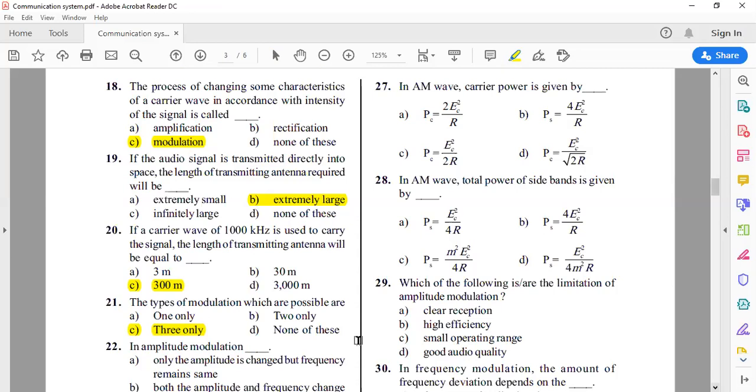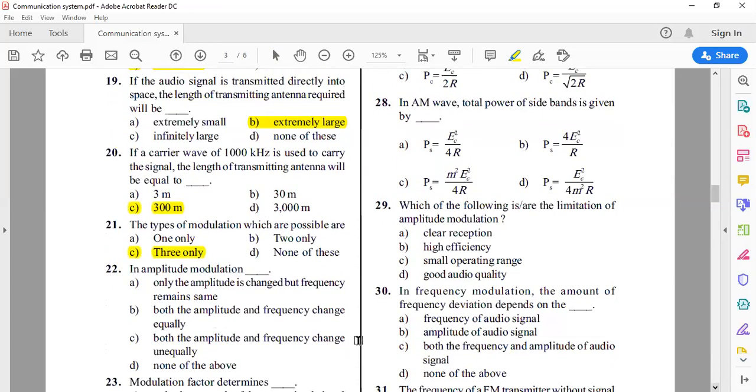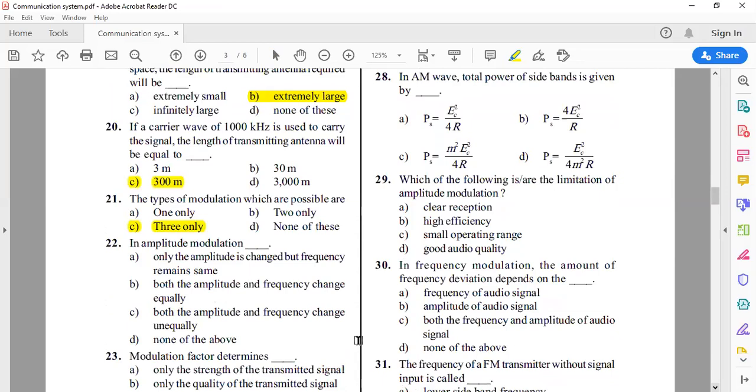Next one, question number 22. In question number 22, the amplitude modulation. You know that in amplitude modulation there is only a change in amplitude, but the frequency and the phase remain constant. So for question number 22, the correct option is: only the amplitude changes, but frequency remains constant. That is option number A.